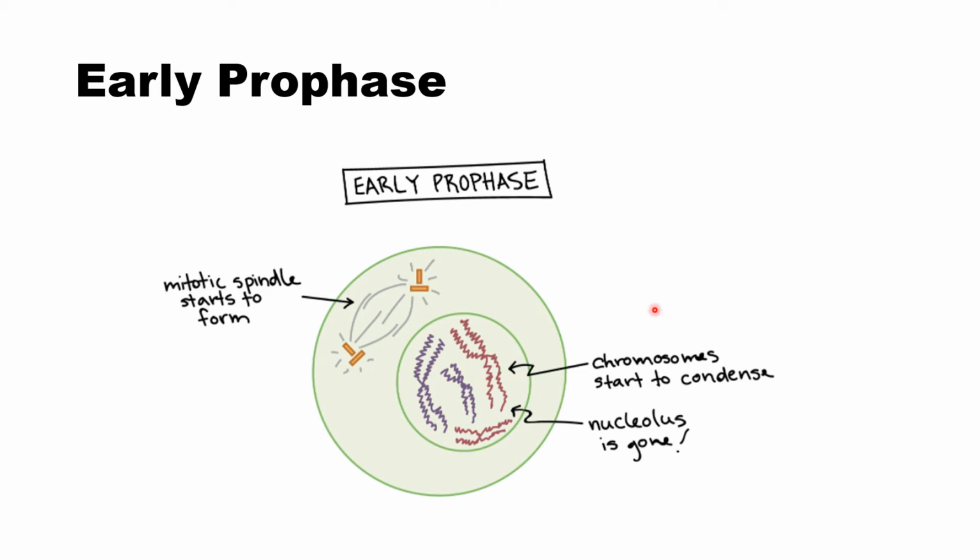So, in early prophase, yung laging tatandaan, first, yung chromosome starts to condense. So, yun, parang nagko-condense sila sa isang part. And then, yung nucleolus is gone. So, wala na yung nucleolus. And then, yung mitotic spindle starts to form. So, yun, parang yan. Yung mitotic spindle, yun yung mga microtubules. So, importante to during the later part of the mitosis. So, yun yung early prophase na tinatawag.